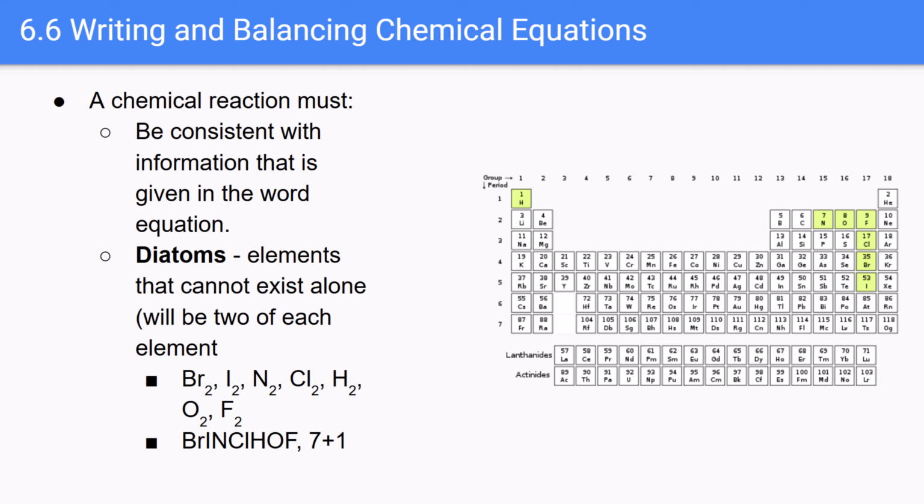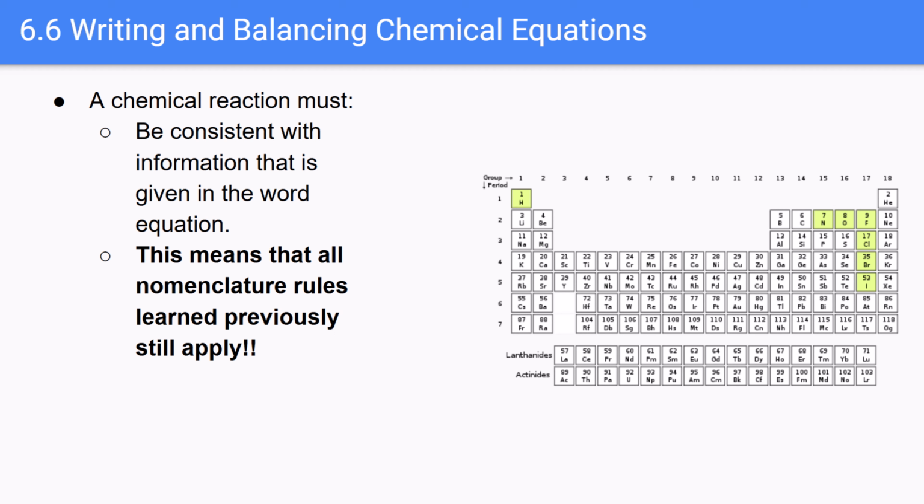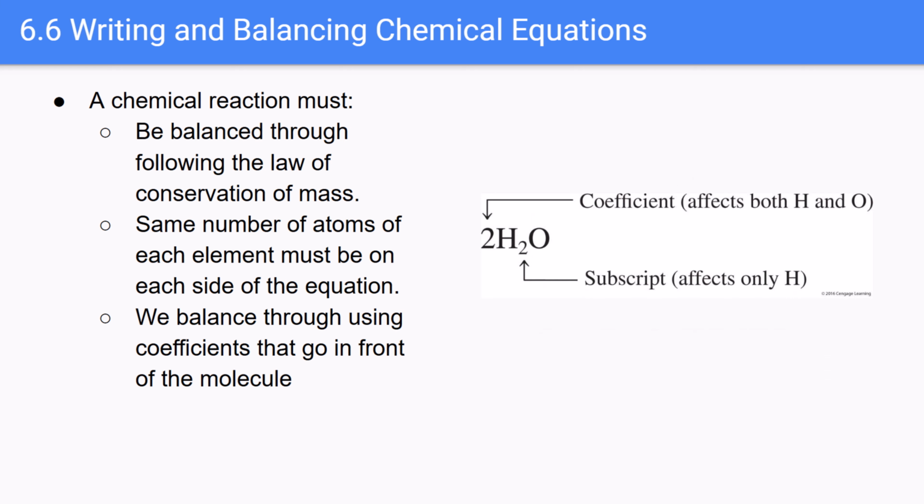Remember, if these elements are in chemical compounds, what indicates the number of atoms present in that compound has to do with the charges that are represented in the ionic substance. So when I say, again, be consistent with information that's given in the word equation, this means that all nomenclature rules learned previously still apply, especially when we have to go through and write out chemical reactions. In addition to making sure that we write out our chemicals correctly, one other thing we need to take note of is the balancing of chemical reactions.